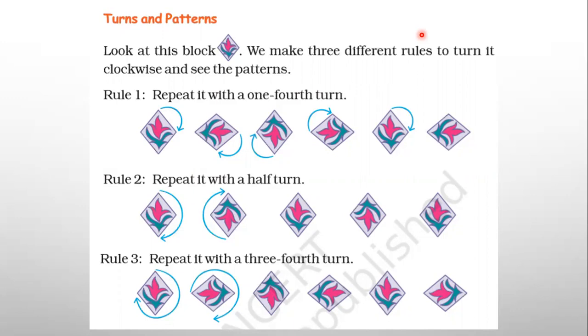First, rule 1 is given. Repeat the design in this block with a 1/4 turn. 1/4 turn is the turn of 90 degree. See here in the first figure, you can see the flower. The tip of the flower is facing to the top side. And when it makes a 90 degree turn, that is 1/4 turn, this tip will be coming to the right side. See here. Now the tip of the flower is facing to the top, and it will be coming to the right side when it makes a 90 degree turn.